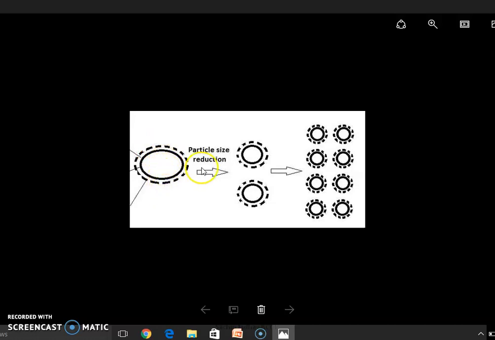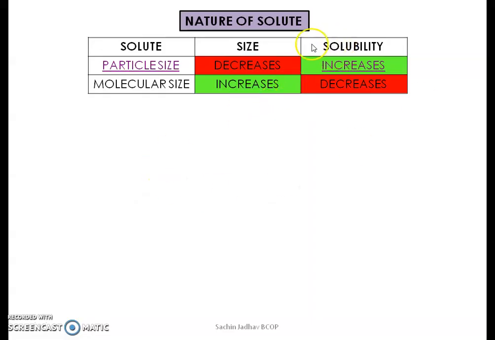If we break this particle into two particles, what will happen? The surface area will increase and a greater number of solvent particles will surround these particles, more solute-solvent interaction takes place, and eventually more solution will be formed, that is, solubility will increase. Again, if we divide these into smaller particles, more solvent is available with more surface, and more solubility will be observed. So we can see from this diagram that as the particle size decreases, solubility increases.